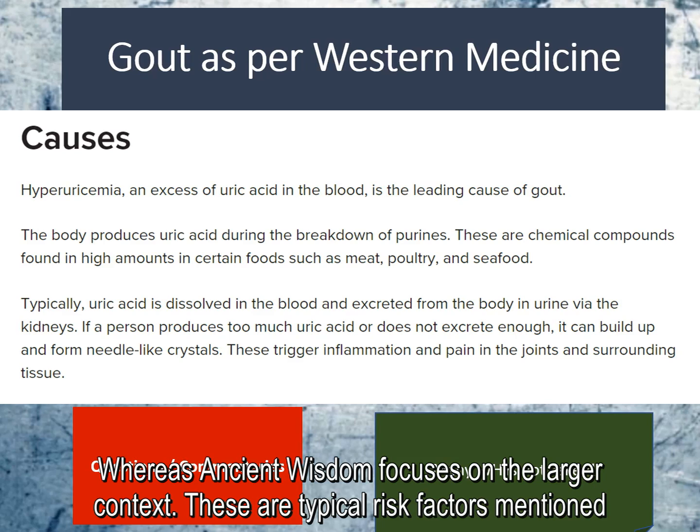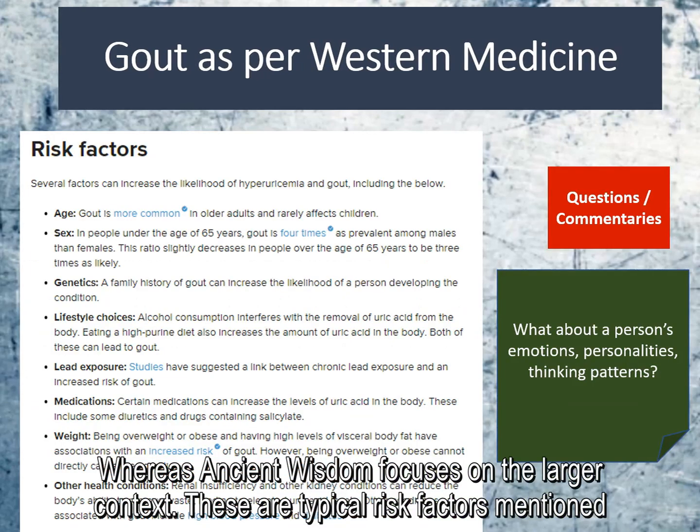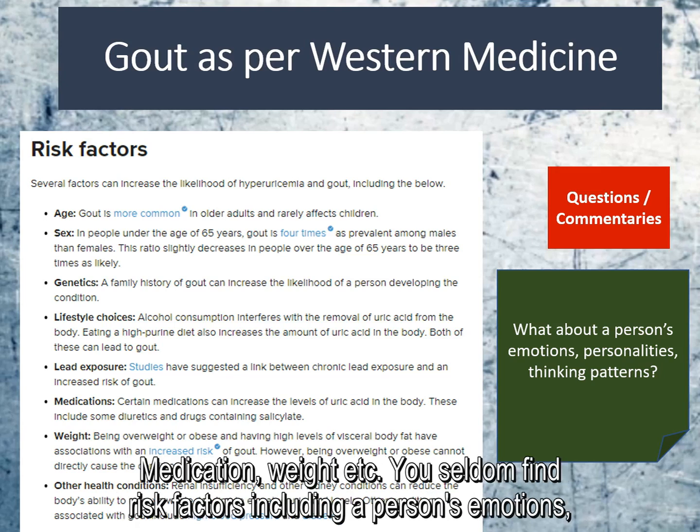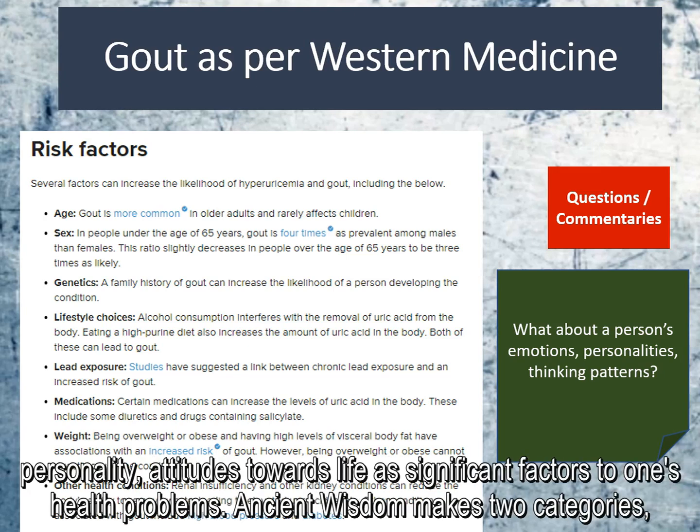These are typical risk factors mentioned in Western medicine commentary. For example, age, sex, genetics, lifestyle, lead exposure, medication, weight, etc. You seldom find risk factors including a person's emotion, personality, or attitude towards life as significant factors to one's health problem.